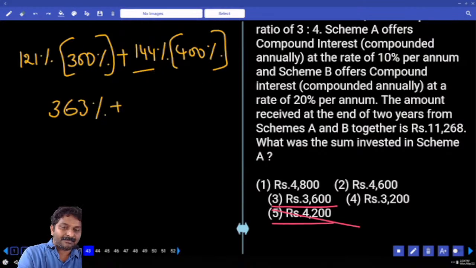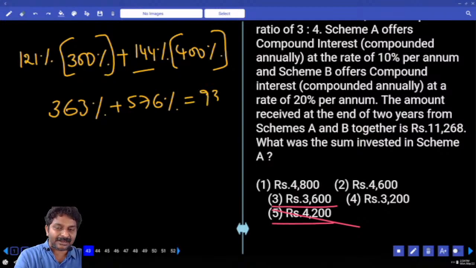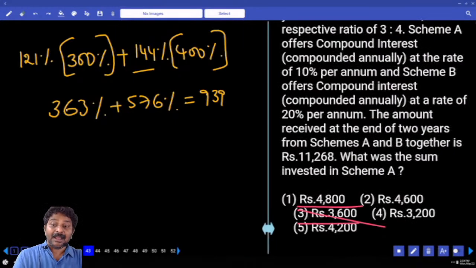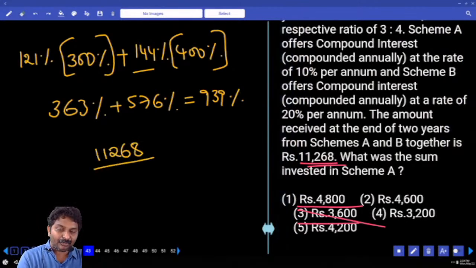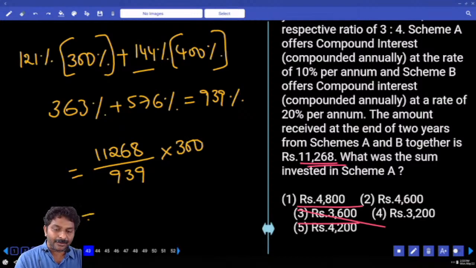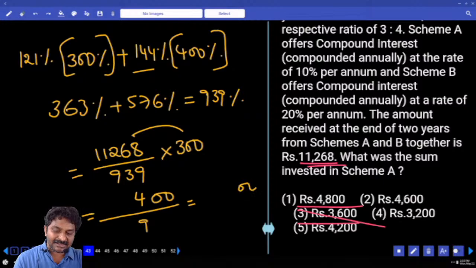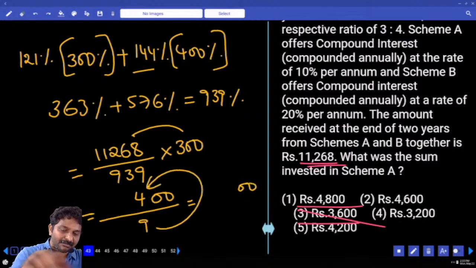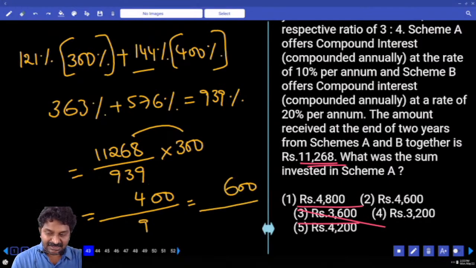576 plus 363, both together it is 939 percentage. Yes, and this value is equal to 11,268. 1% value is equal to 11,268 divided by 939, and we need the principal in scheme A, which is 300 percentage. 2 zeros are there. 3 into 8 ends with 4, so the 2 zeros cannot be cancelled, they will be there as it is. 9 into which number ends with 4? That means the answer must end with 600.